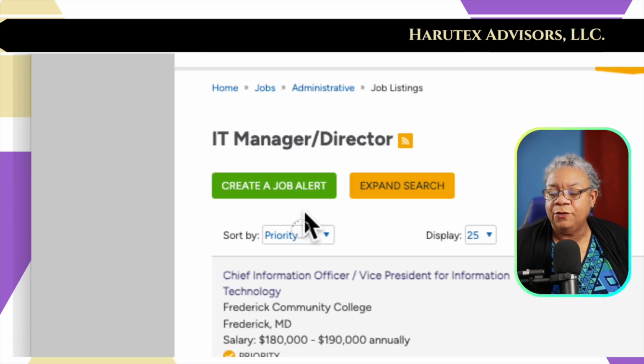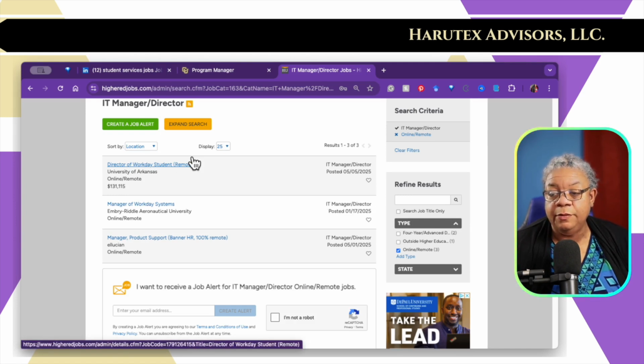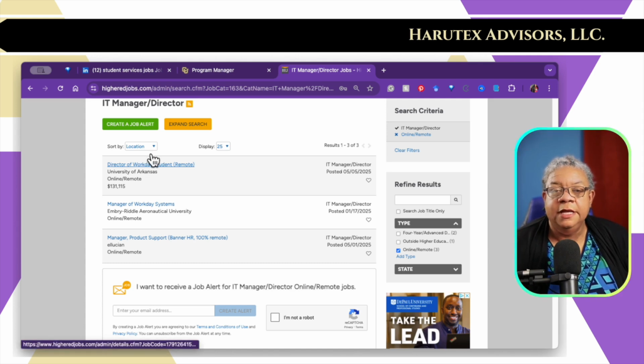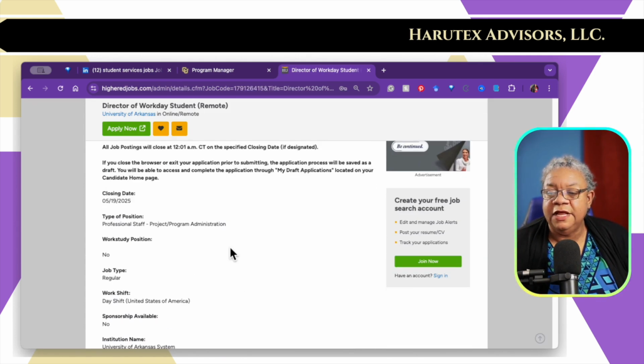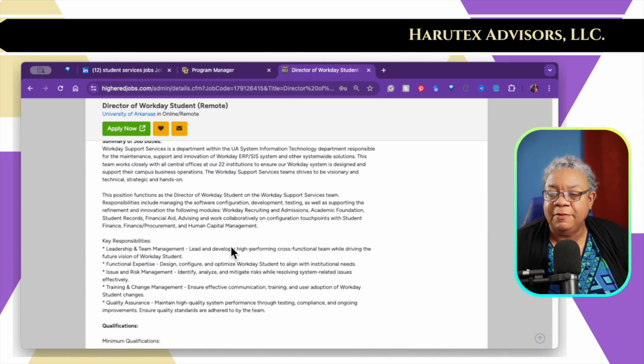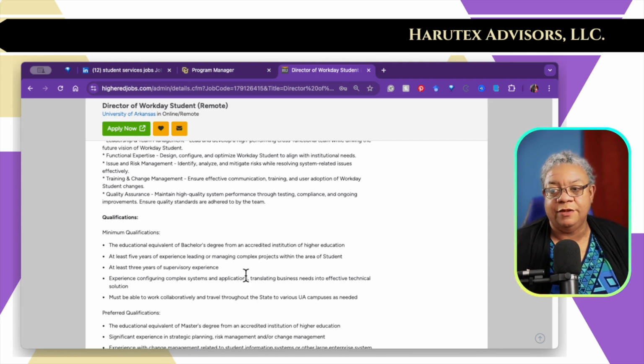Let's look at if you want to be an IT director, because those salaries usually are pretty competitive. You can sort them by location, positions, a director of workday student, remote job at the University of Arkansas. That one might be good. 131 to 115,000. They have done a good job of listing what the duties and responsibilities are, as well as the qualifications, right?